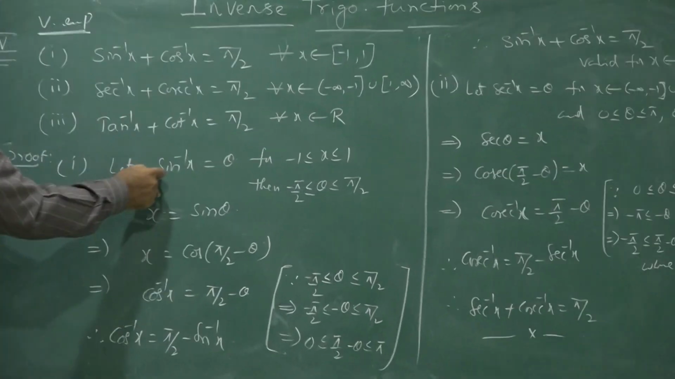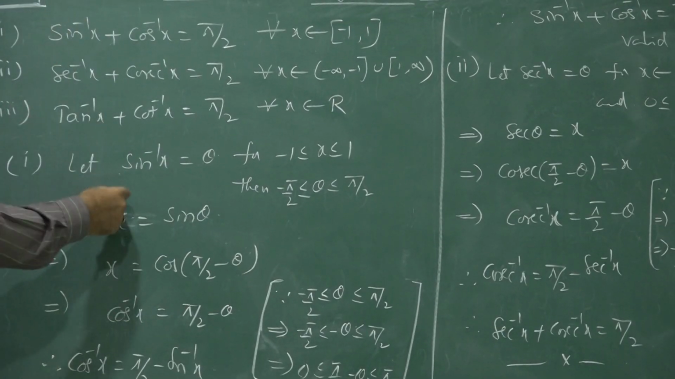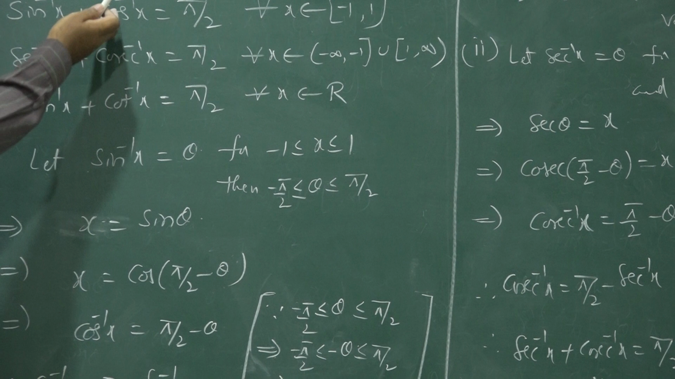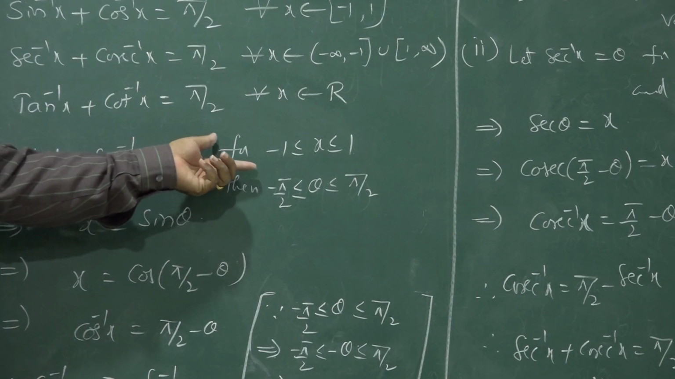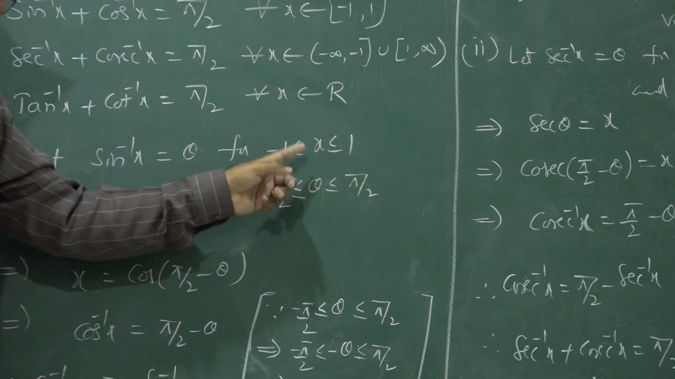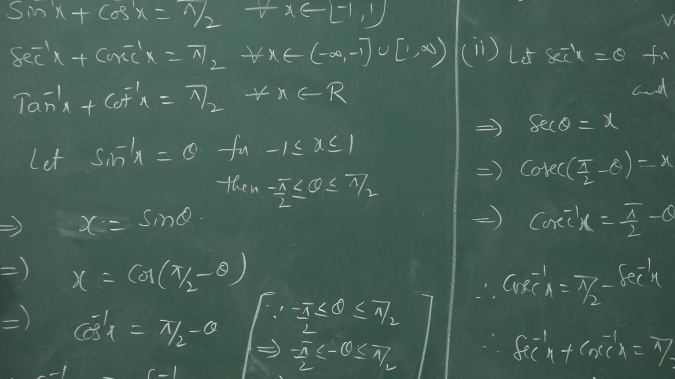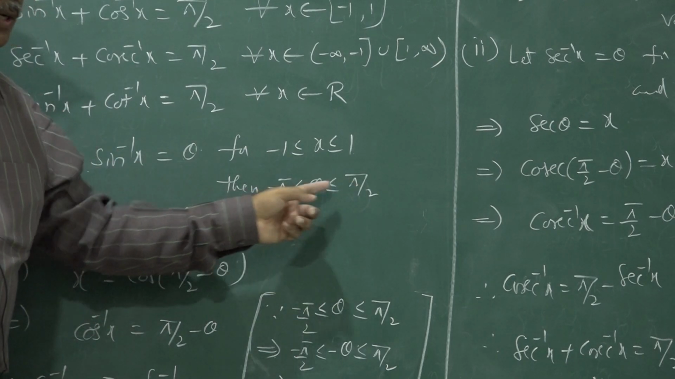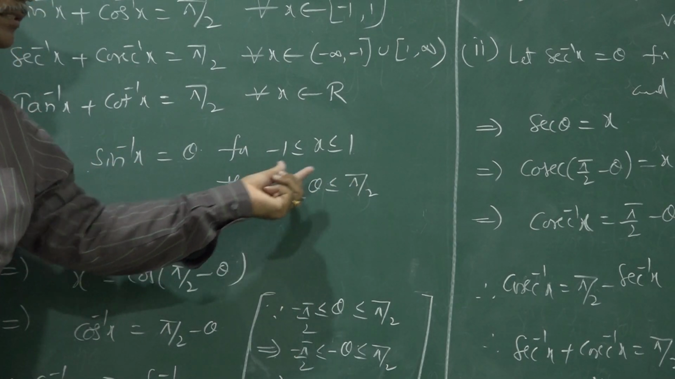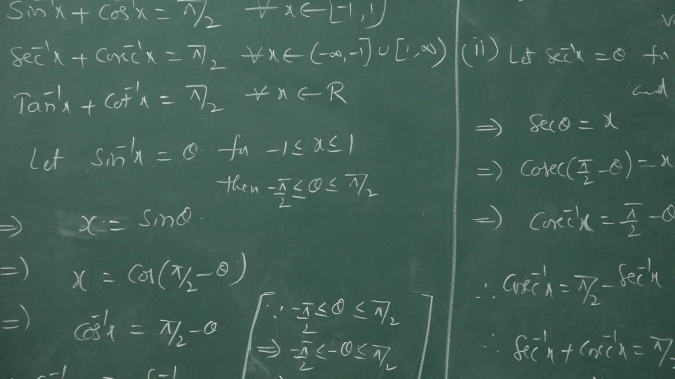Let sin inverse x equal to theta. I am taking this inverse function as theta. You may take cos inverse x as theta, and you can extend the same arguments in such case also. Let us consider sin inverse x equal to theta whenever x lies between minus 1 and 1. This is given. In such case, sin inverse x always lies between minus pi by 2 to pi by 2. So, theta lies between minus pi by 2 to pi by 2, because our arguments are confined to principal branch values.